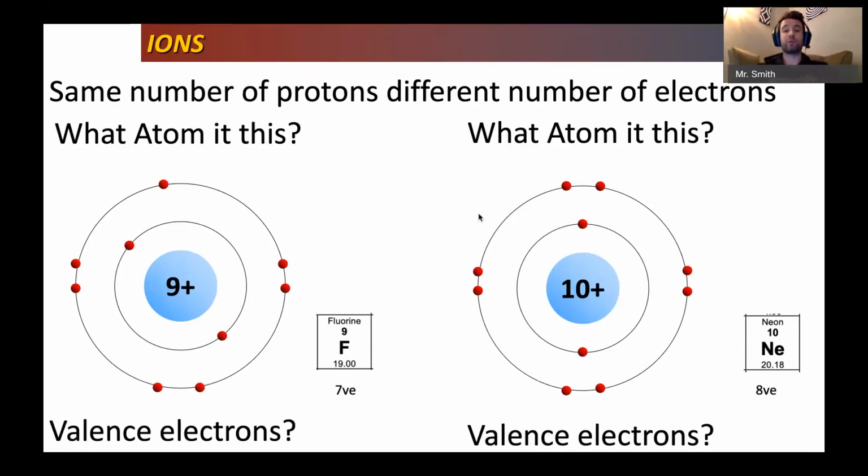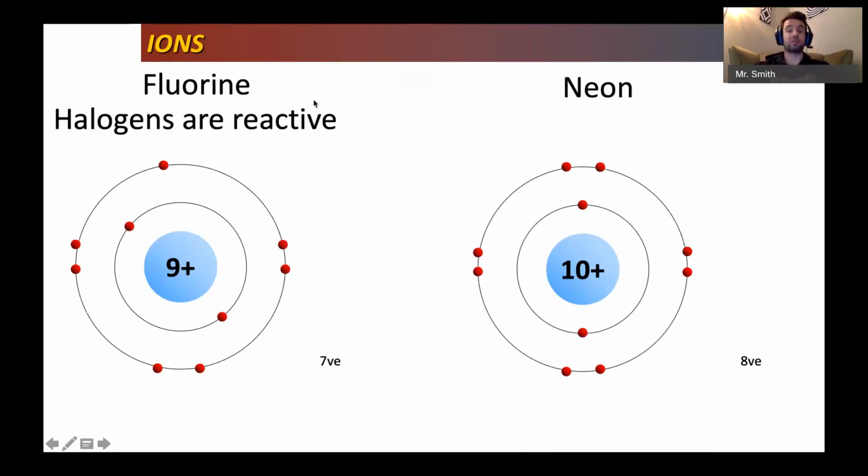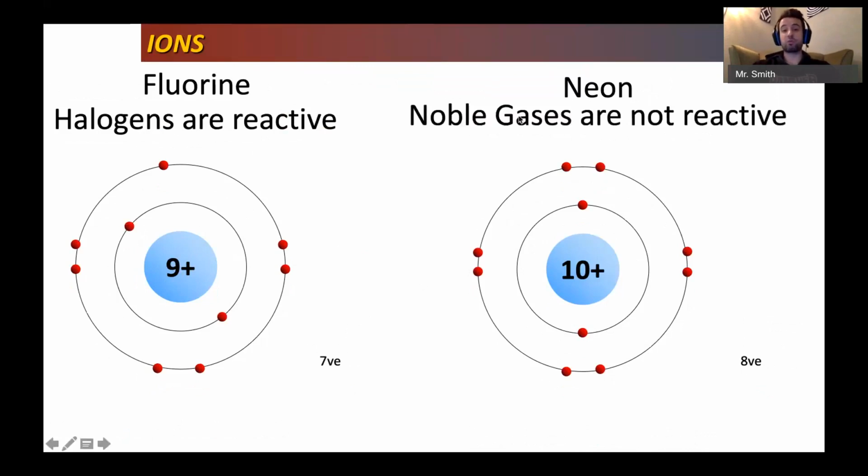One of the things we told you about families is that everything like fluorine, every single halogen, is very, very reactive. That's true for fluorine, for chlorine, for bromine. All the halogens are very reactive. Neon is an example of a noble gas, and noble gases really aren't reactive. Things like neon, argon, helium are not reactive at all. It's interesting that they have very different reactiveness but similar numbers of valence electrons.